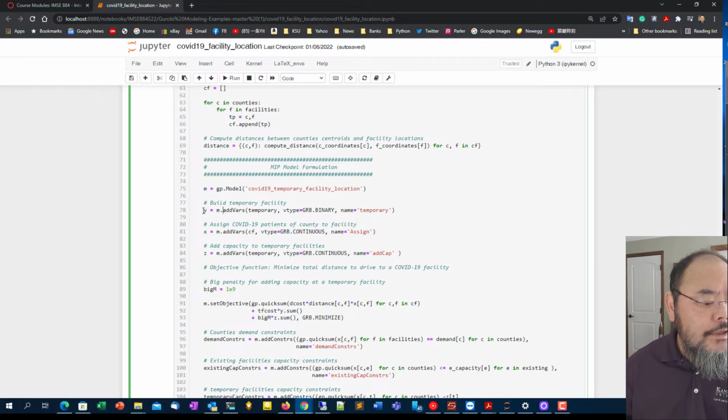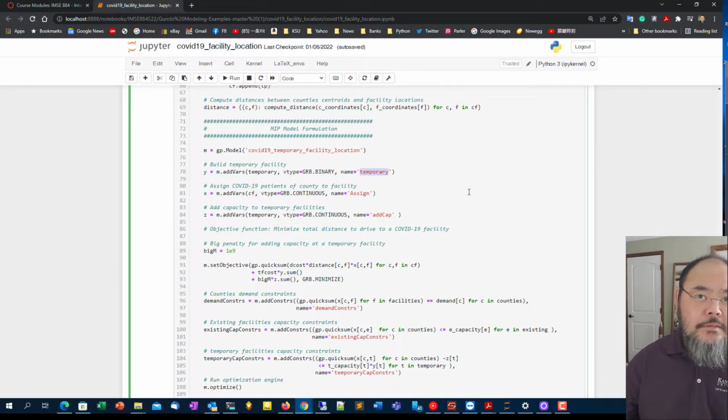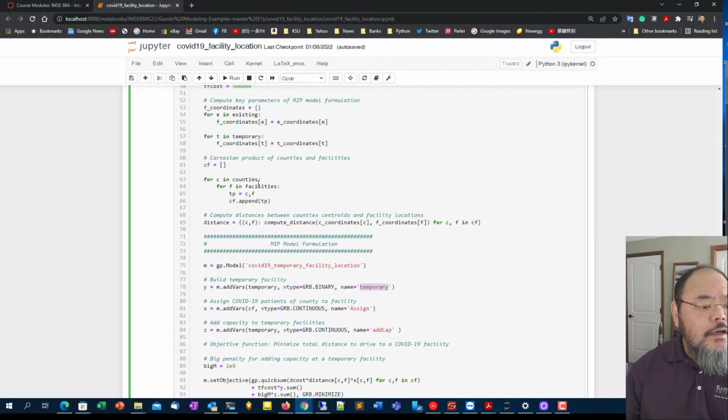I'm going to use M to add three decision variables. One we'll call Y, which is a binary variable, and we'll call it temporary. Either I'm going to set up temporary facility Y_i or not, 0 or 1. This is binary. Second is the patient coverage, assigning COVID patients from county C to facility F, so it's a pair of CF right here.